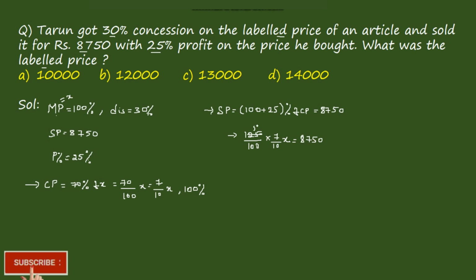Here it goes by the 5, it goes by the 4. Again this one goes by the 2, 8, right? So x is equal to nothing but 8750 into 8 by 7, right? 7 goes by 1, then it becomes 1250, which is equal to 8 into 1250. It becomes 10,000. So the label price or market price is nothing but option A.